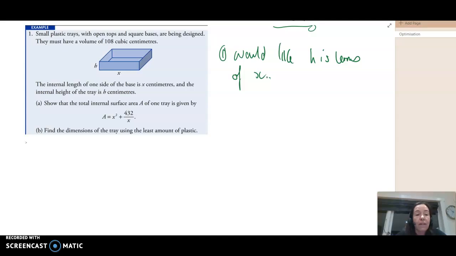I know that the volume is 108 cubic centimeters. So there is the hint. The hint is that they've given us the volume. So volume of this, it's a square base. So I know that the volume is going to be X squared times H. So the area of the base multiplied by the height. And I know that that equals 108.